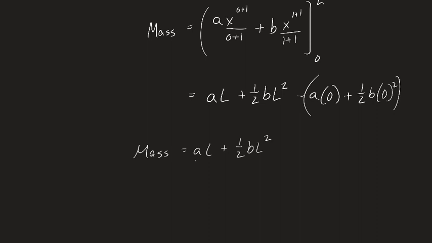We were told that A is in kilograms per meter. I'm bringing this up because our answer needs to be in terms of kilograms. And B is in kilograms per meter squared. Do you notice that our units for our answer is going to be kilograms? Right? Because I'm taking kilograms per meter and multiplying by something in meters. I'm taking something that's in kilograms per meter squared and multiplying by meter squared. So this is kilograms. That's good. But that's the mass.